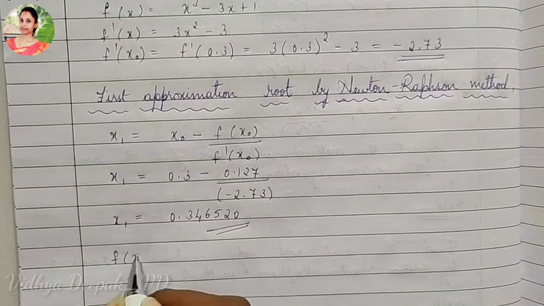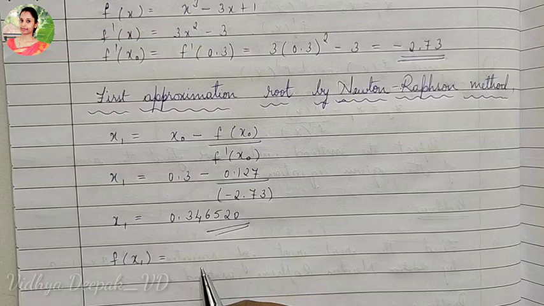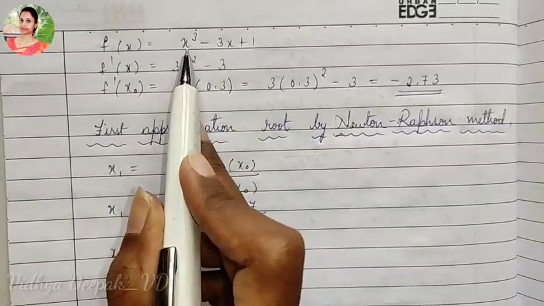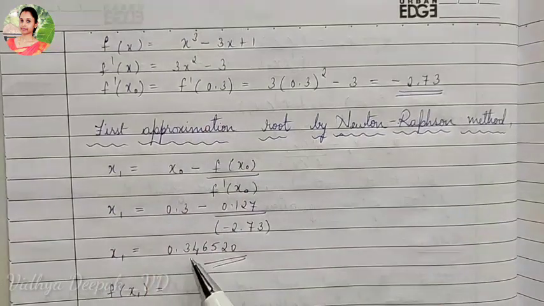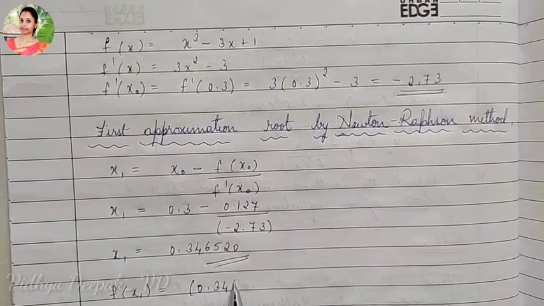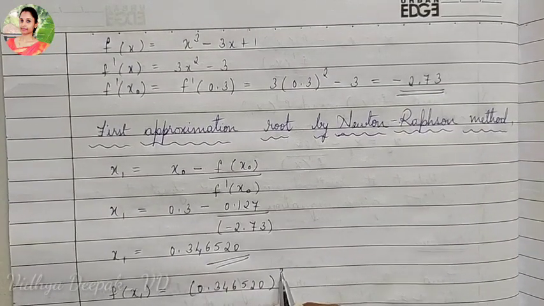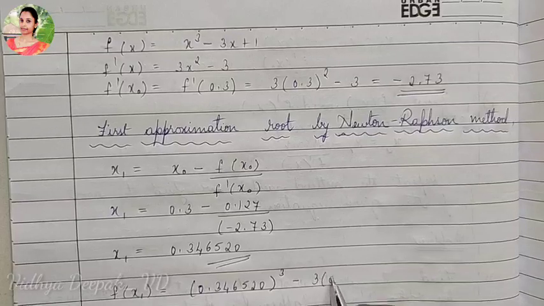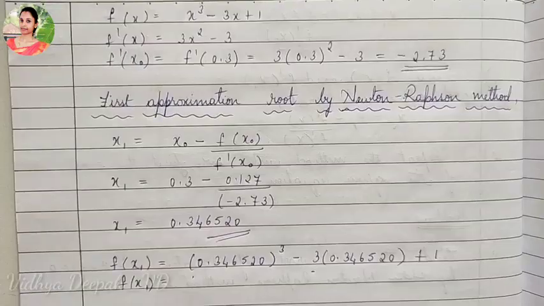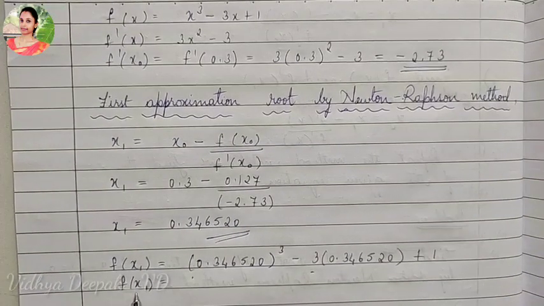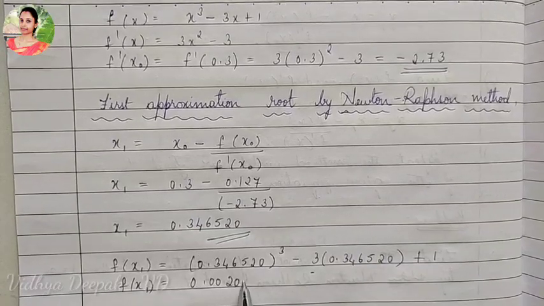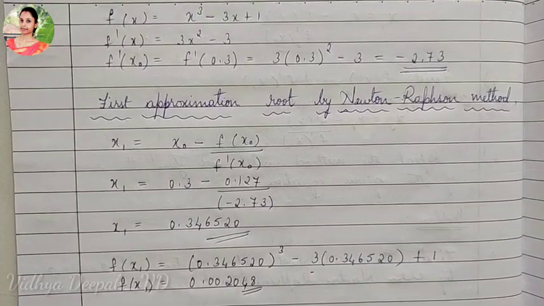So what is f of x1? Substituting the value of x1 in f of x. So we have f of x here. Substituting the value in the place of x, we get 0.346520 the whole cube minus 3 into 0.346520 plus 1. That gives you the f of x1 value, which is nothing but 0.002048.